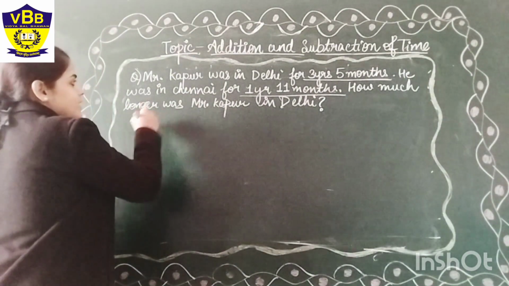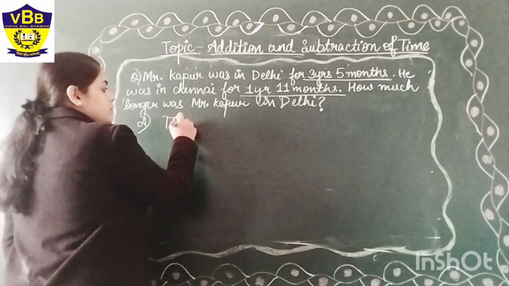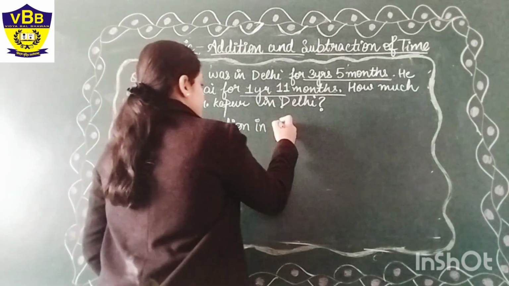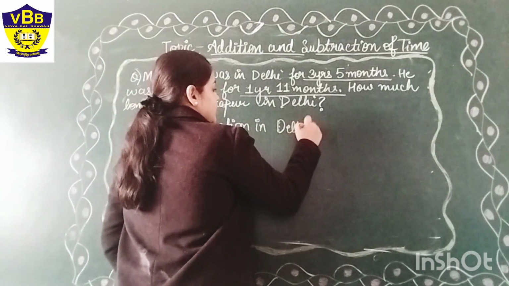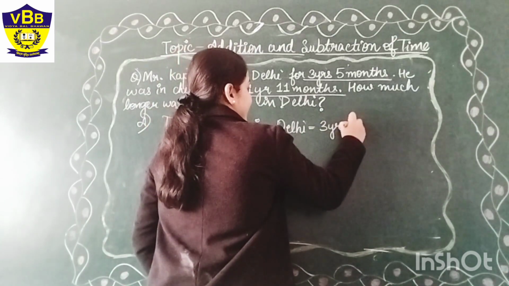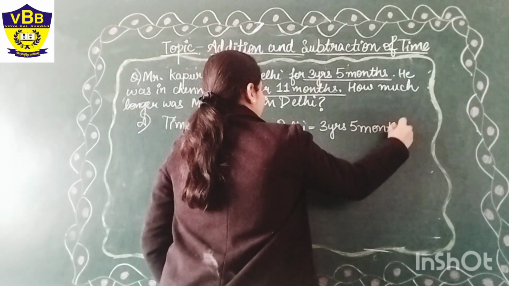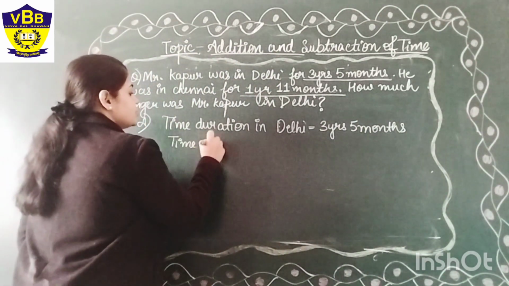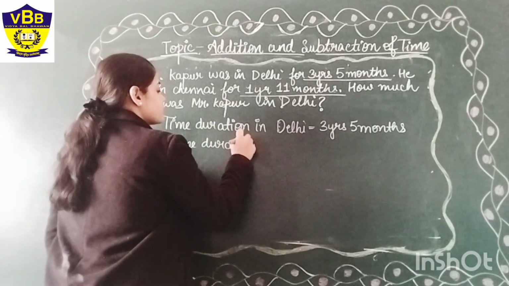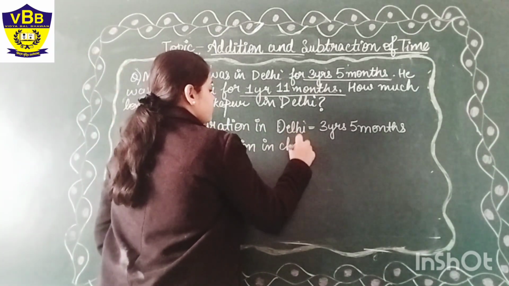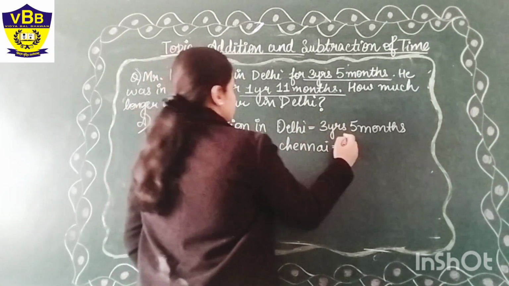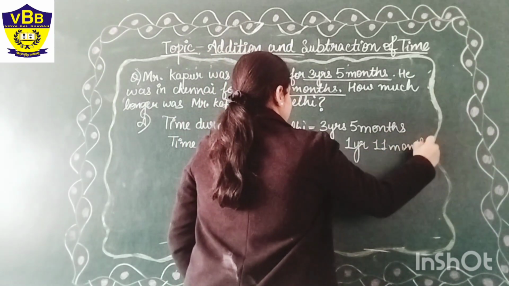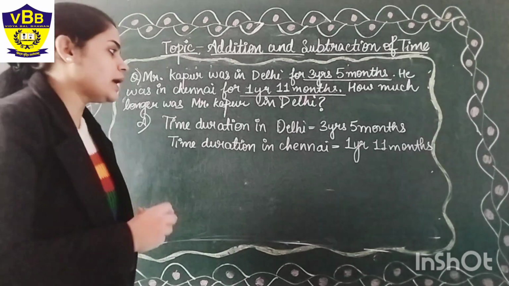First of all, write the statement as it is asked. Time duration in Delhi. What is the time duration in Delhi, students? In Delhi, he took 3 years and 5 months. So how much time has he taken? 3 years and 5 months. Time duration in Chennai is 1 year and 11 months. How much is the time duration? 1 year and 11 months.